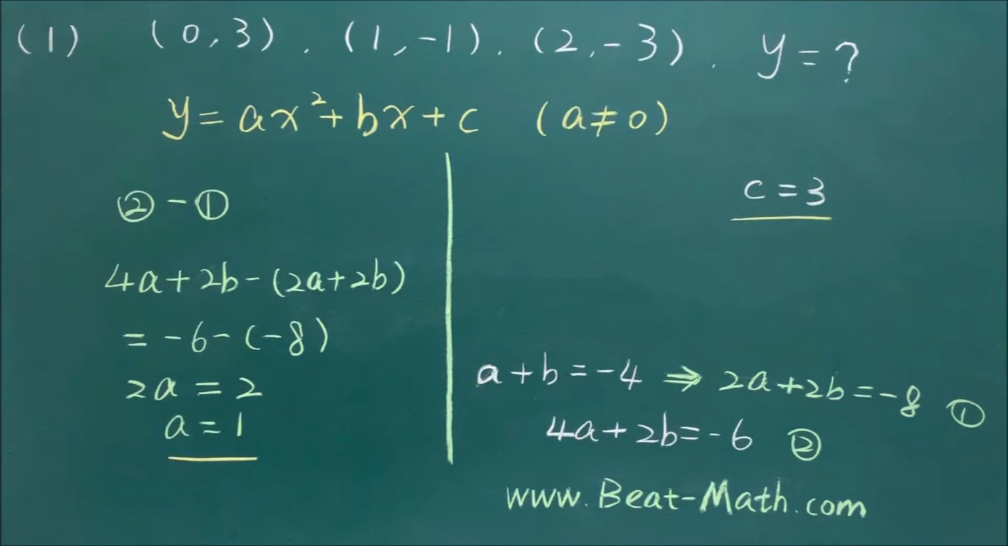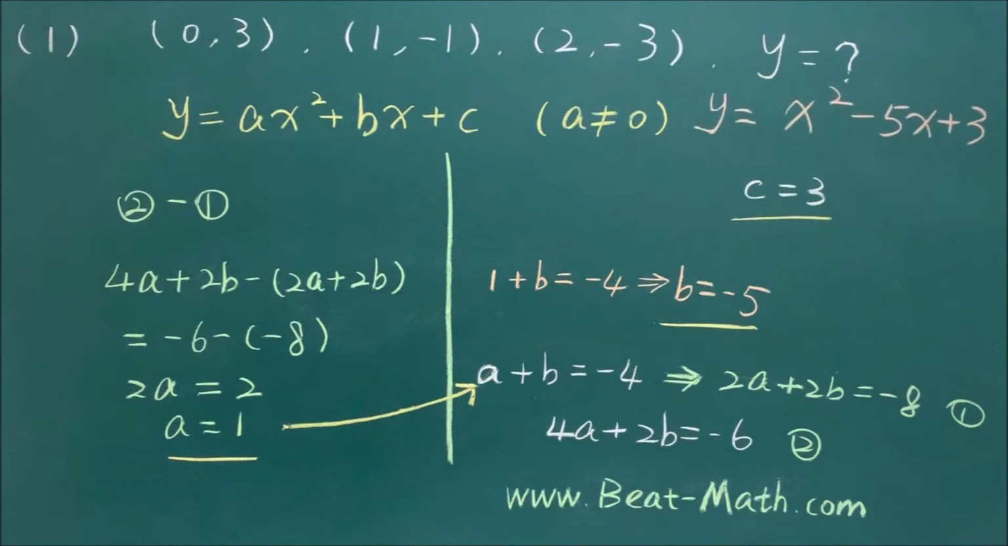Plug a equals 1 into the equation a plus b equals -4, and get 1 plus b equals -4, so b equals -5. Now we have a equals 1, b equals -5, and c equals 3. So the expression of the function is y equals x squared minus 5x plus 3.